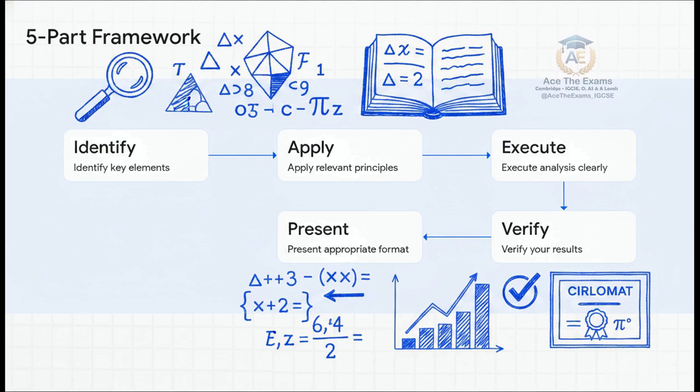Step 2, apply relevant principles. This is where you actively choose the right identity. If the rest of your equation is heavily in terms of sine, you strategically choose the specific cosine double angle identity that only uses sine.